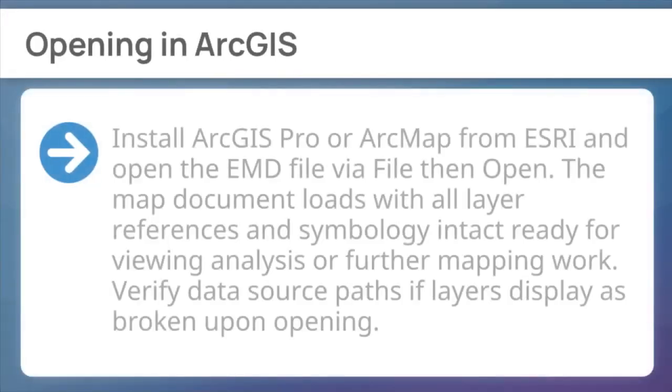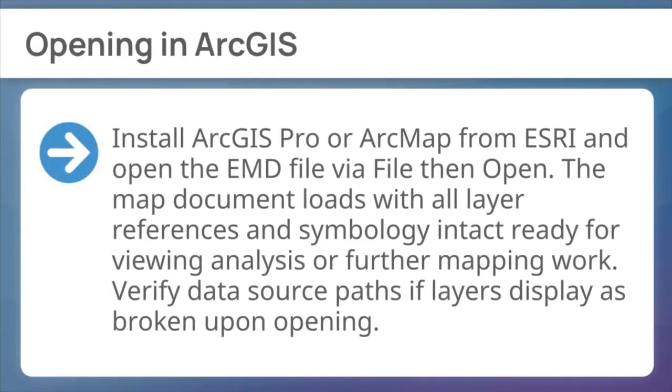First, opening in ArcGIS. Install ArcGIS Pro or ArcMap from ESRI and open the EMD file via File then Open. The map document loads with all layer references and symbology intact, ready for viewing analysis or further mapping work. Verify data source paths if layers display as broken upon opening.